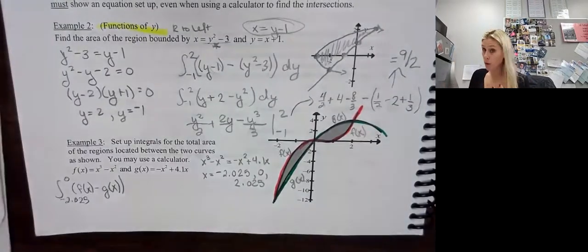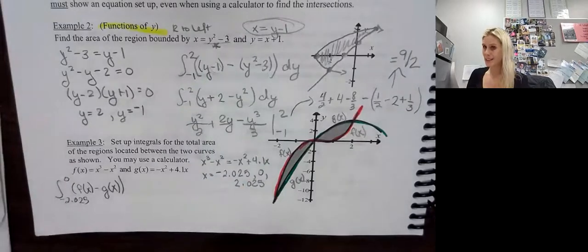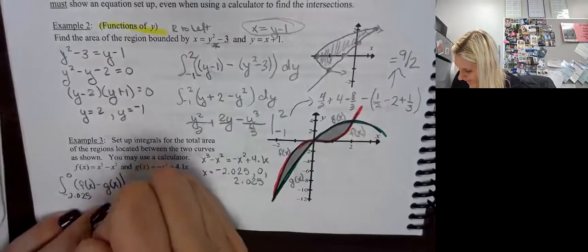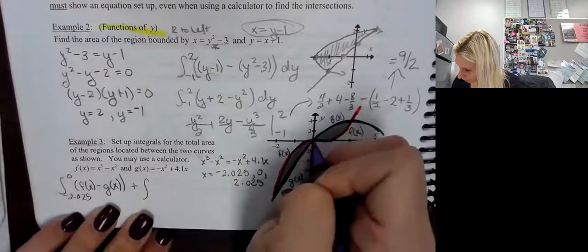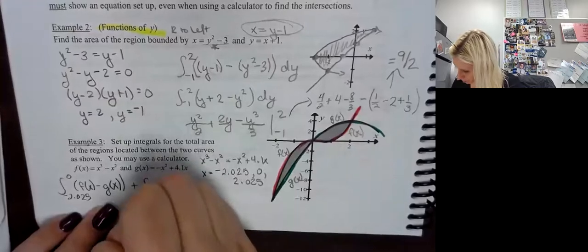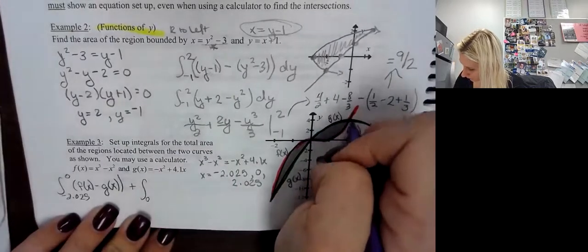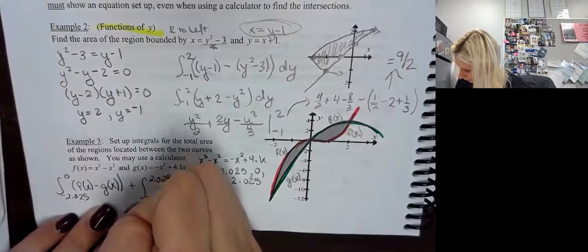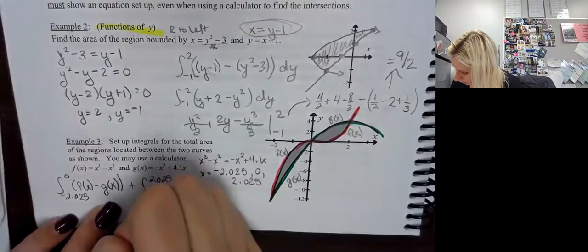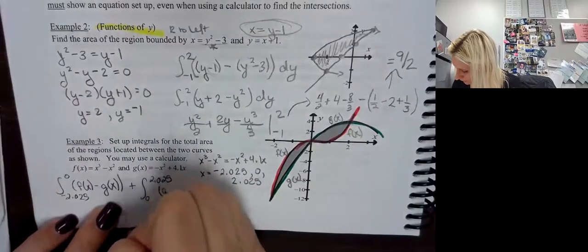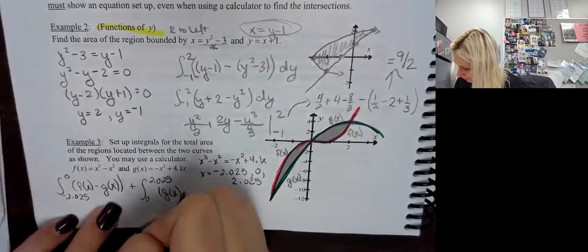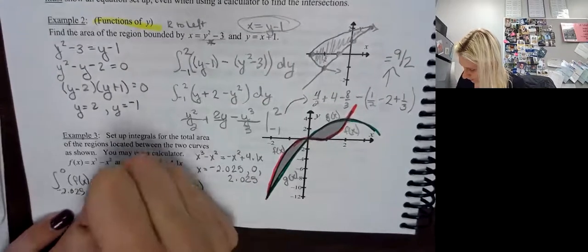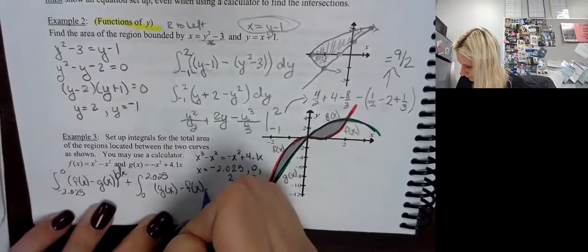And then to find the total area, though, because everything's going to be positive, remember, with total area, we're going to add on the second part. The second part, our lower boundary is at 0, and we go to our upper boundary where they intersect at 2.025. And our upper function is g of x minus f of x. Forgot to put the dx in there, guys.